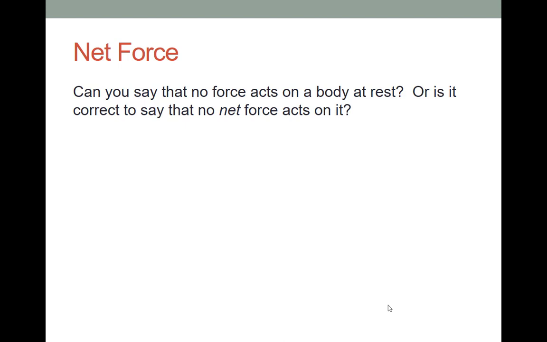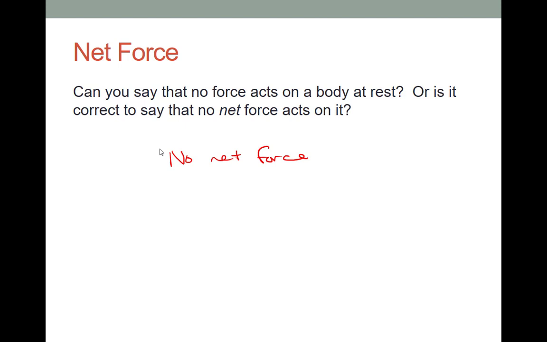So, given what we've just looked at, can we say that no force acts on a body at rest? And the answer to this is that if a body is at rest and going to stay at rest, then it has no net force. That comes from Newton's first law. Being at rest would be the case of 0 velocity. So there's no net force on it.